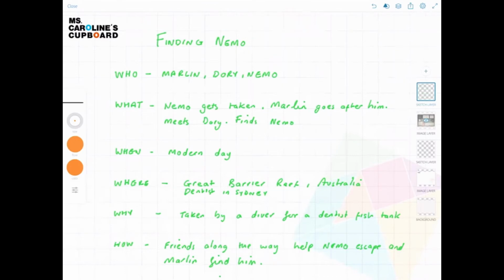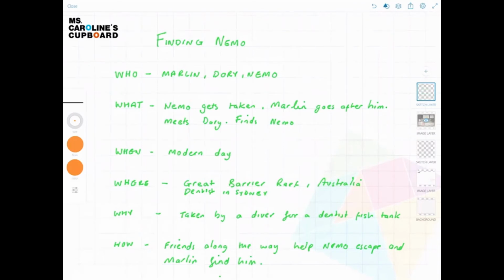Who? So who is in Finding Nemo? So I've picked the 3 main characters, which is Marlin, Dory, and Nemo. What happens? Nemo gets taken, Marlin goes after him, meets Dory, finds Nemo. Very, very quick and short, okay? When does this happen? Modern day. How do I know it's modern day? Because the dentist's chair, the dentist's equipment, for example, cars, boats, there's things there that let me know that it's a modern day tale. Where? Well, it happens in the Great Barrier Reef, Australia, and also the dentists in Sydney, in Australia.